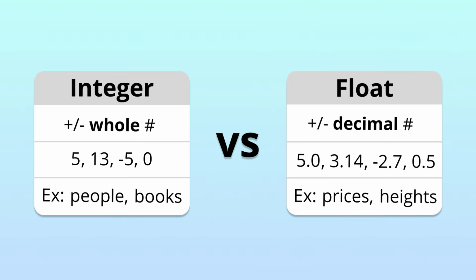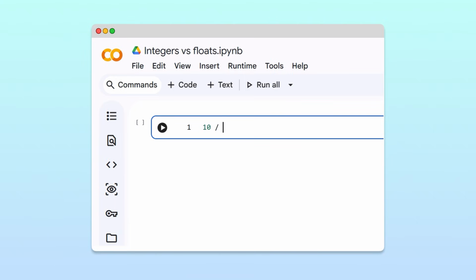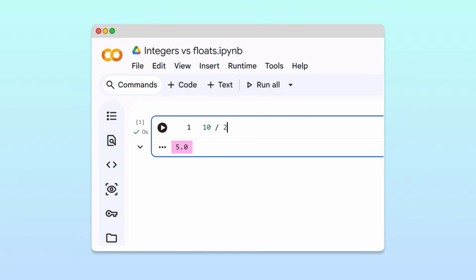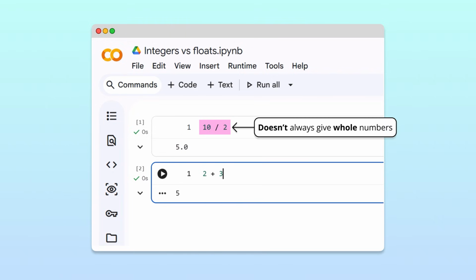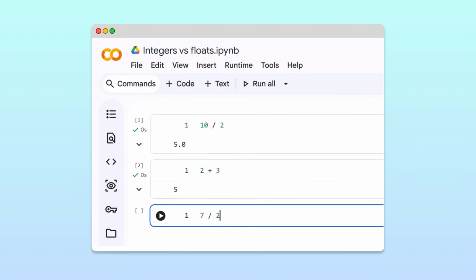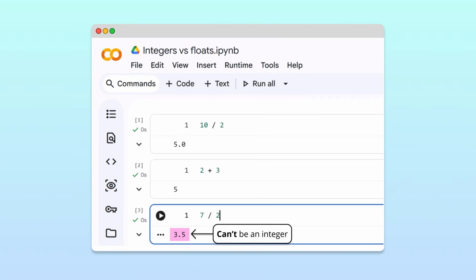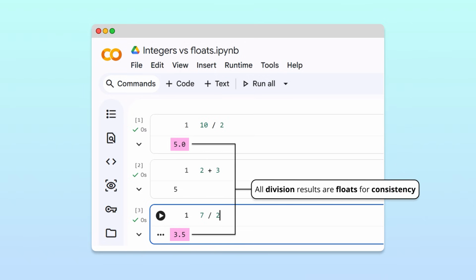Awesome! Now that we understand integers and floats, let's get into some code to answer our original question. Why does 10 divided by 2 give us 5.0, but 2 plus 3 give us 5? Python works this way because division doesn't always produce whole numbers. For example, 7 divided by 2 gives us 3.5. This couldn't be represented as an integer. So to keep things consistent, Python treats all division results as floats, even if the result doesn't have a decimal.